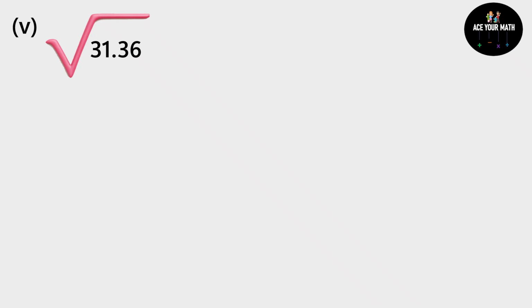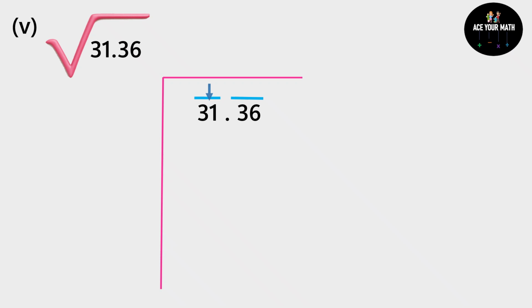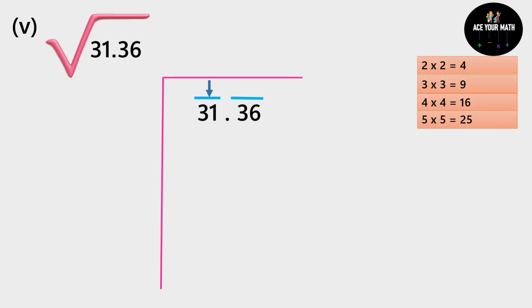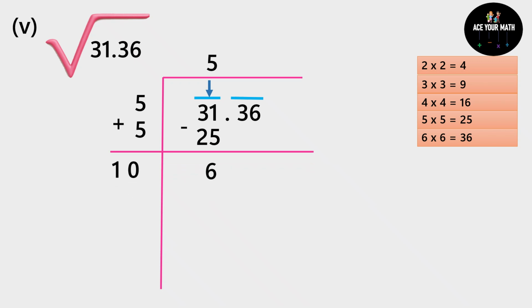So the next number is 31.36. Write down the number, start forming groups. Now consider 31. Now again write squares of numbers. Okay, 3 square is 9, 4 square is 16, 5 square is 25, 6 square is 36. So you will consider 5 square. So again you will write 5 at the top, 5 on the side. 5 5s are 25. Same 5 you will add on the left hand side. And 25 you will subtract from 31. That will give you 6. And on adding 5 and 5, that will give you 10 on the left hand side. Now decimal you will put in your answer.